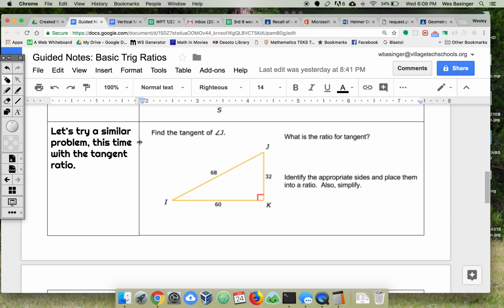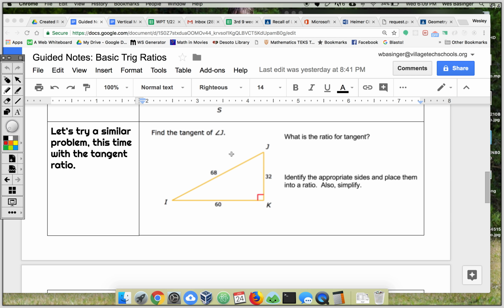So it's asking us to find the tangent of J. So first of all, let's notate the angle that we are looking for, J. What's the ratio for tangent? I believe that is opposite over adjacent. Identify the appropriate sides and place them into a ratio. So let's see, what's opposite J? Opposite J is side 60. So we'll go ahead and put 60 on the top. And then on the bottom, not the hypotenuse, we have the adjacent side. Adjacent to J is 32.